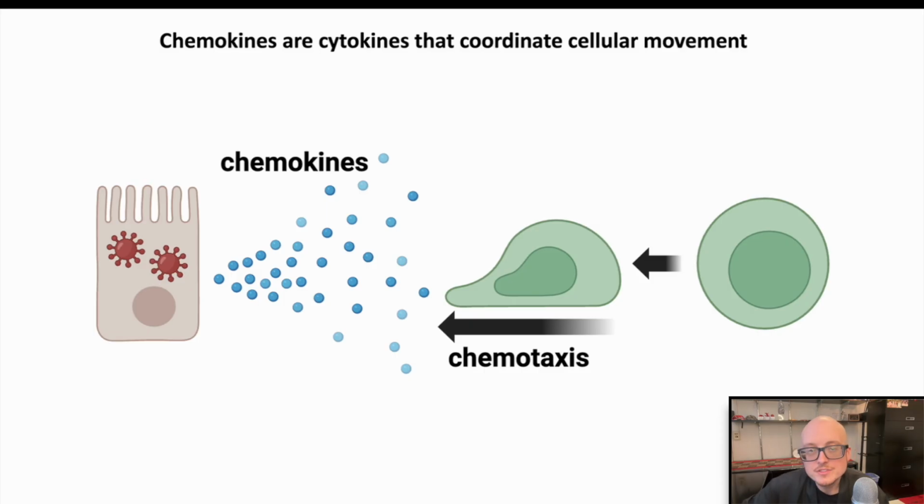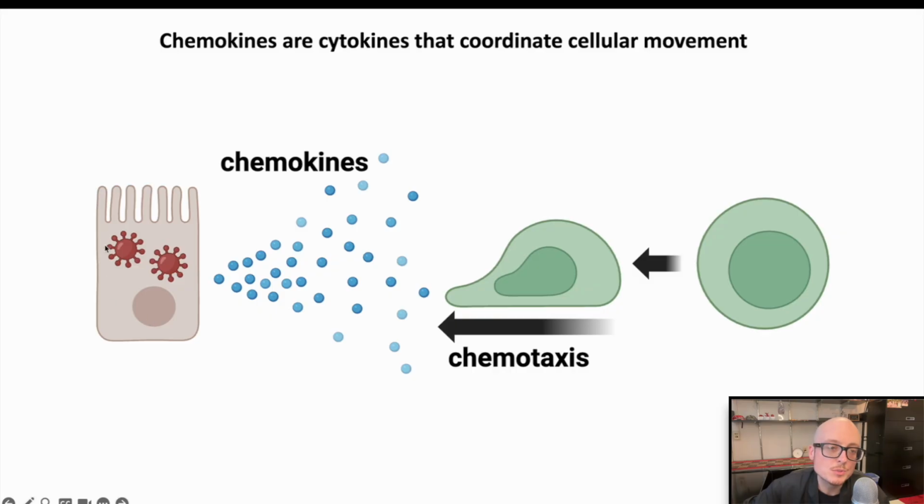And the induction of chemotaxis is an especially important feature of the immune system. Chemokines play a very important role because immune cells need to get around the body and they need to be recruited, especially to sites of infection and sites of injury. And so they do this by establishing concentration gradients as they diffuse away from their cellular source.